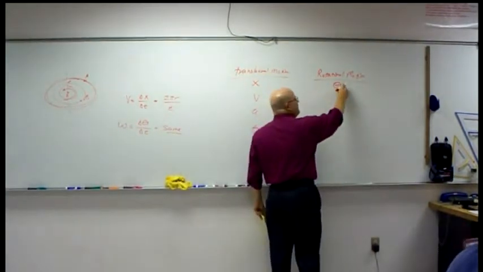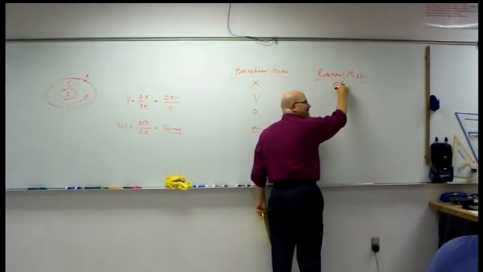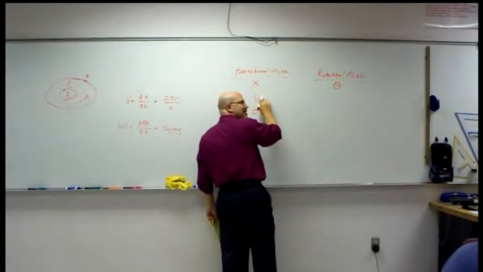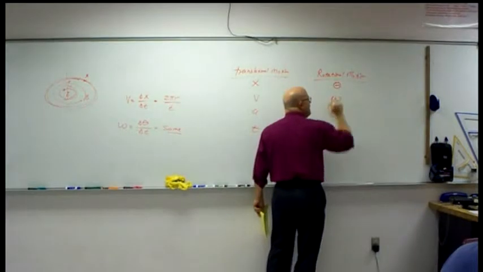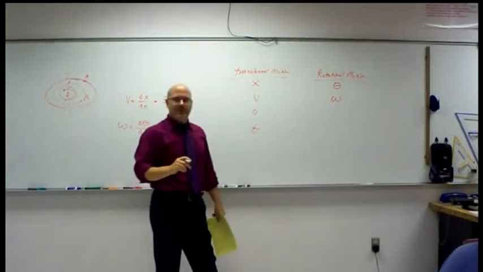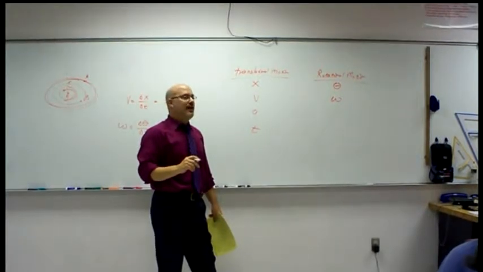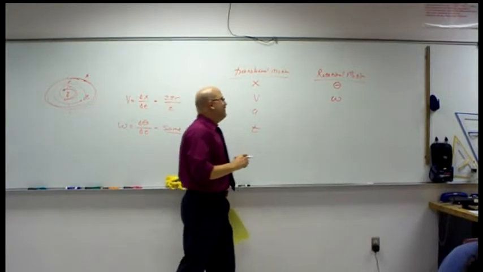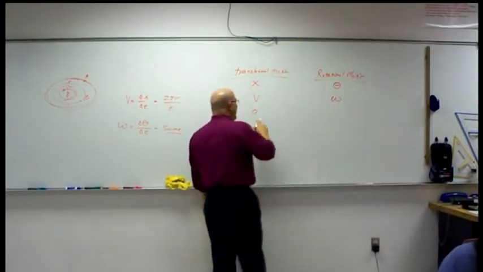Okay, this is angular displacement. This is translational displacement. Translational velocity, angular velocity: omega. A crazy W, a 3 on its side. A very tired 3. A dead 3.